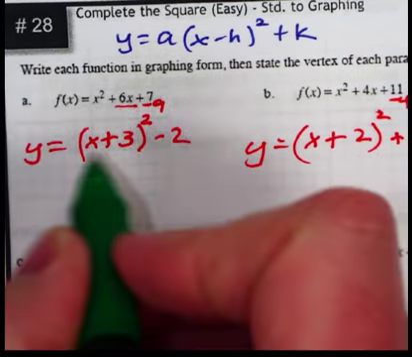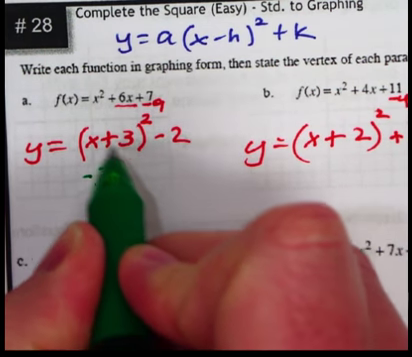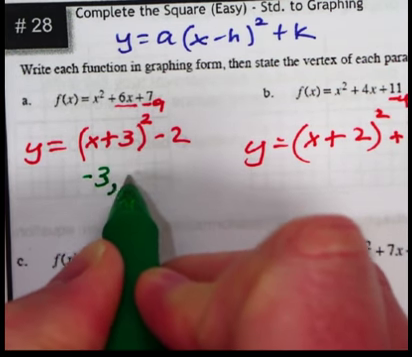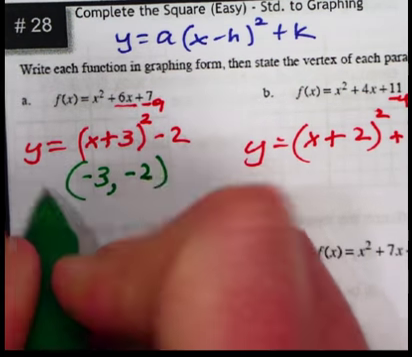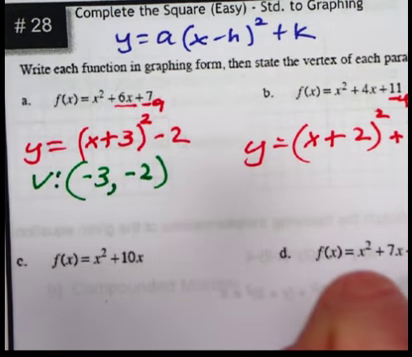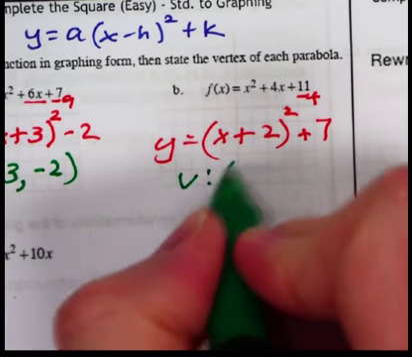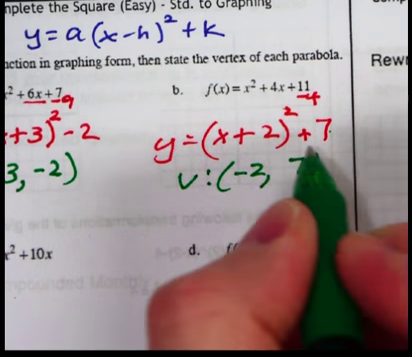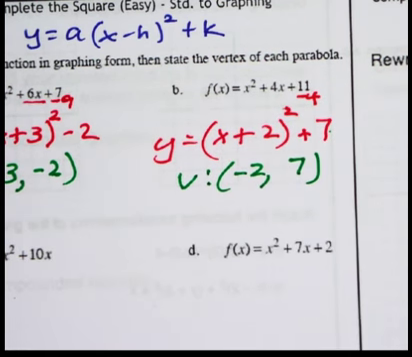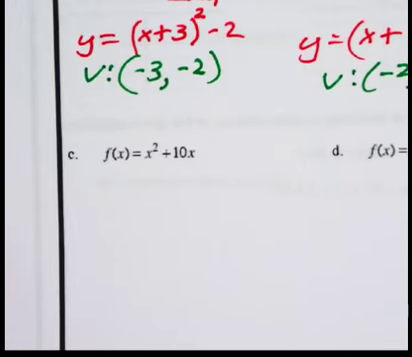So the vertex of this would be negative 3, because that would make this part 0. So negative 3 and then negative 2. Some of you just remember it's the opposite of whatever's in there. So the vertex would be at negative 3, negative 2. The vertex here would be at negative 2, 7, because there's a 7 back there, and this would be a negative 2 situation.